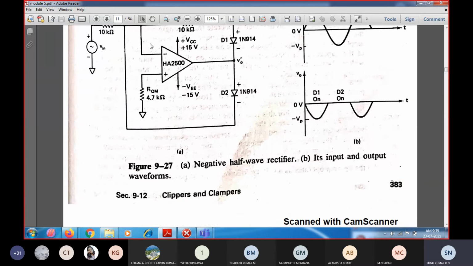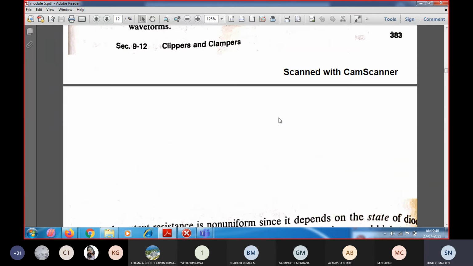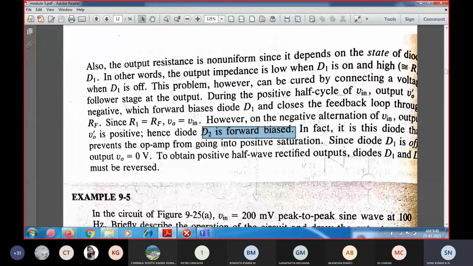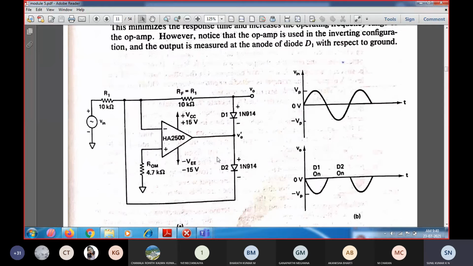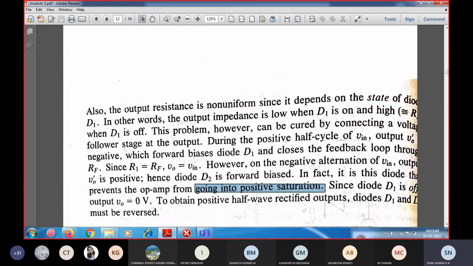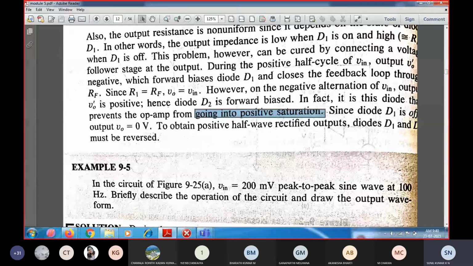This forward biased diode is connected to the inverting input, and this diode prevents the op amp from going into positive saturation, since the feedback path is not disturbed, as we have employed it during both positive as well as negative cycles. The op amp output is given to the feedback path, to the inverting terminal, and hence the op amp will not enter into saturation. That means it will not go into positive saturation, and hence the output will settle at 0 volts.